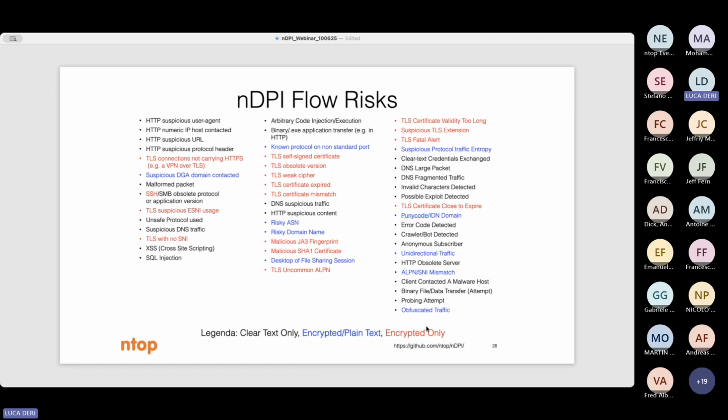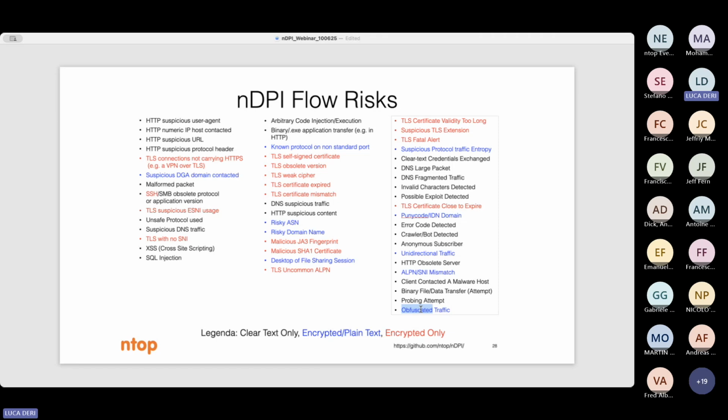As you can see here, I painted them in different colors. Black means clear text only, red encrypted only, and blue both clear and encrypted. And as you can see, we discovered simple issues such as TLS certificate mismatch or certificate expired, or for instance obfuscated traffic. Obfuscated traffic means traffic that is not encrypted, but it's obfuscated. We are able to detect encrypted traffic because of the entropy, because the way it is represented in the packet payload is typical of encryption.